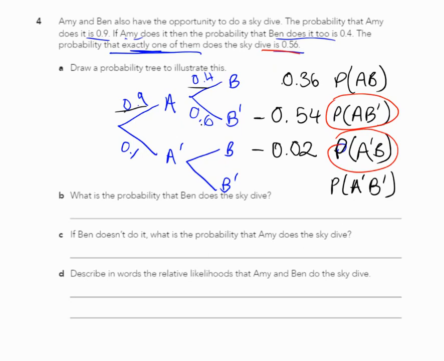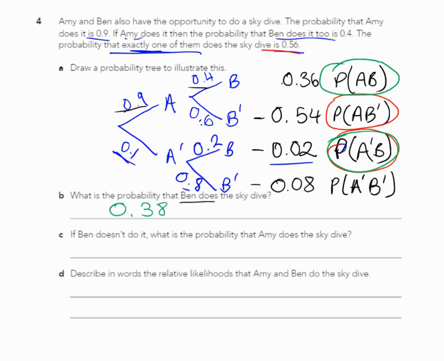So based on that, we'll go back to there. If we go 0.02 divided by 0.1, we get 0.2. And so the probability that Ben will do it if Amy doesn't do it is 0.2. Therefore, the probability that he doesn't do it is 0.8. So 0.1 times 0.8 equals 0.08. So the probability that Ben does a skydive is, changing to green now, either this one or that one. And if we add those two together, we get 0.38.